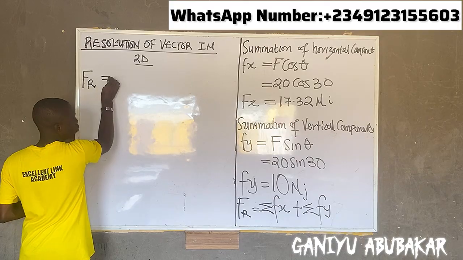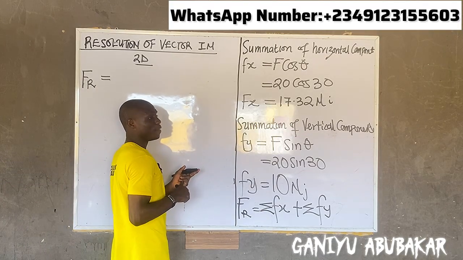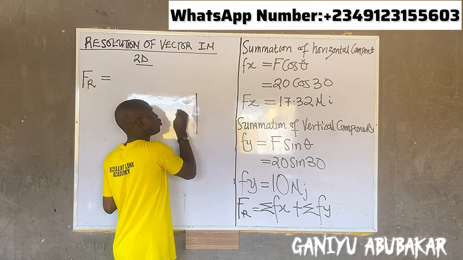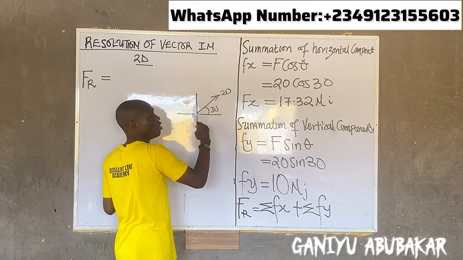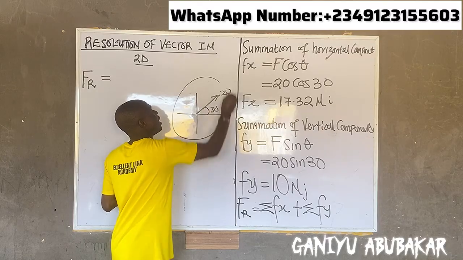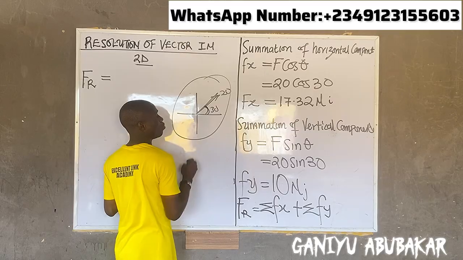From here, the resultant force is equal to F of x. In this system, it was just F at 30 degrees. I have just only one force and angle.